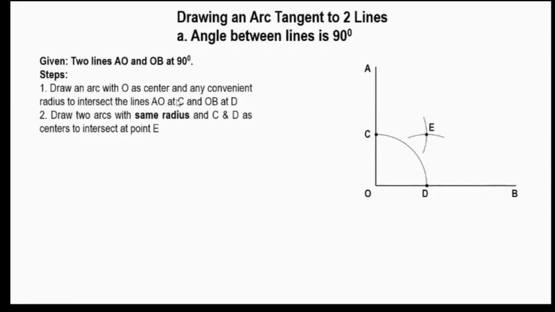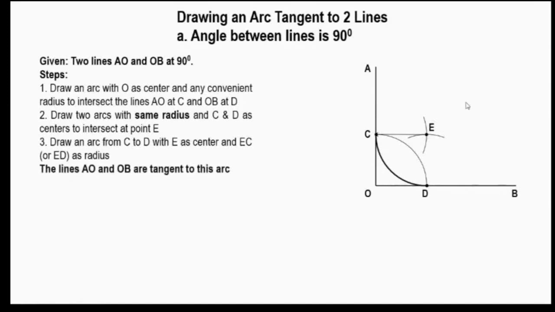Now, because the radius is same, the distance of point E from this point C is same as the distance of point E from point D. Now, with E as center and EC or ED as radius, draw an arc. Because the radius is same, this arc will touch point C as well as point D. So, this is the required arc such that the lines AO and OB are tangent to this arc.